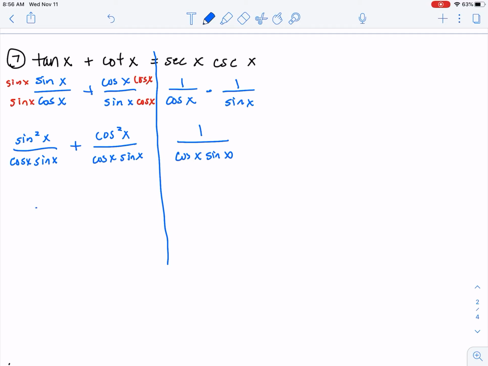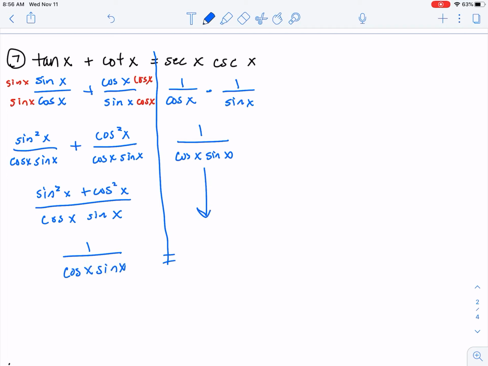Now I got my common denominator here, cosine x sine x, and on the top I got sine squared plus cosine squared because I made like denominators. Well, Pythagorean identity, sine squared plus cosine squared, 1. That's 1 over cosine x sine x. Well, interesting enough, that's what the right-hand side equals. So notice we're just trying to find those pieces of the puzzles in order to prove these identities, where the left-hand side equals the right-hand side.